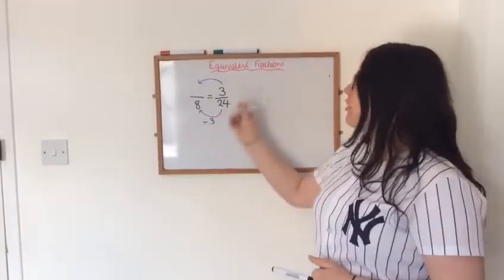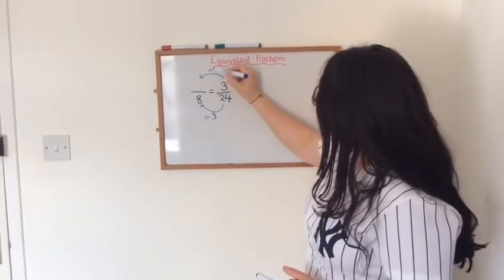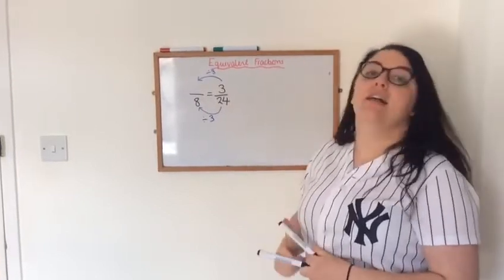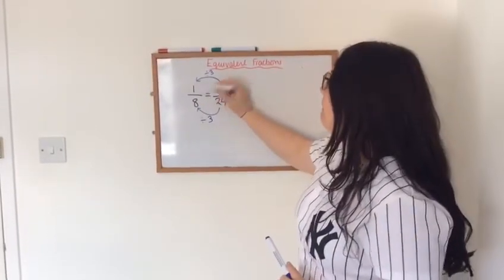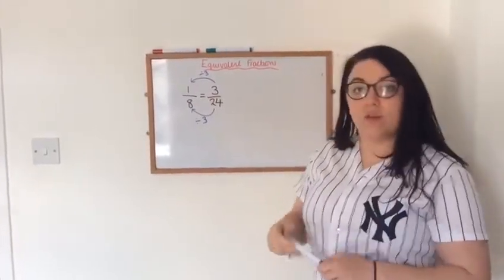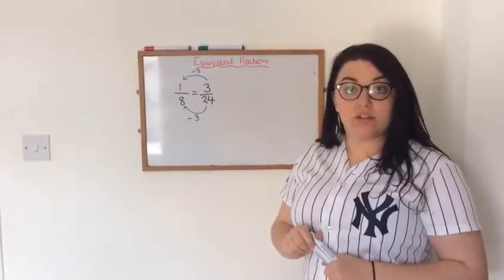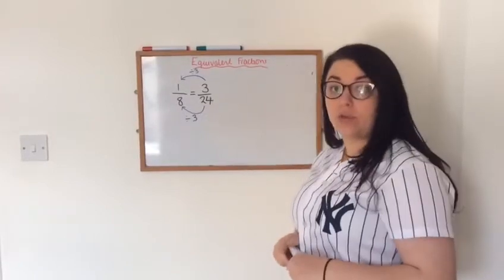Whatever you do to the bottom, you also have to do to the top. What is 3 divided by 3? That's going to be 1. So 3/24 is equal to 1/8. We're going to give you one more question that you're going to work through at home, and then we're going to talk through it together.